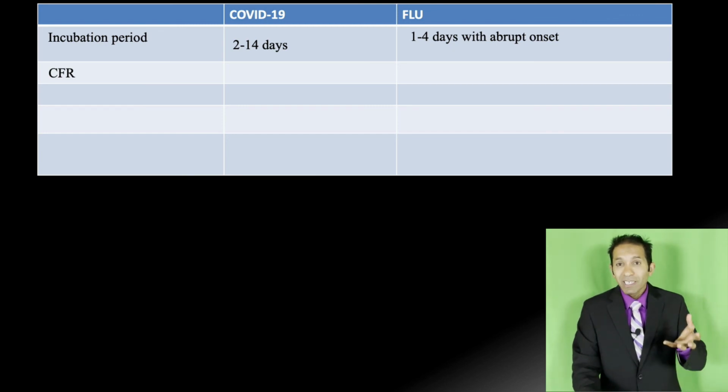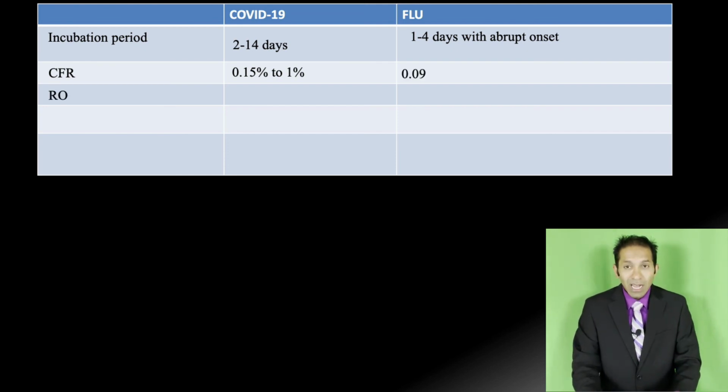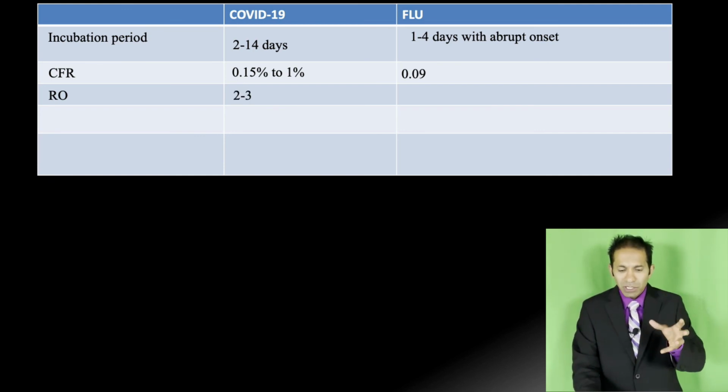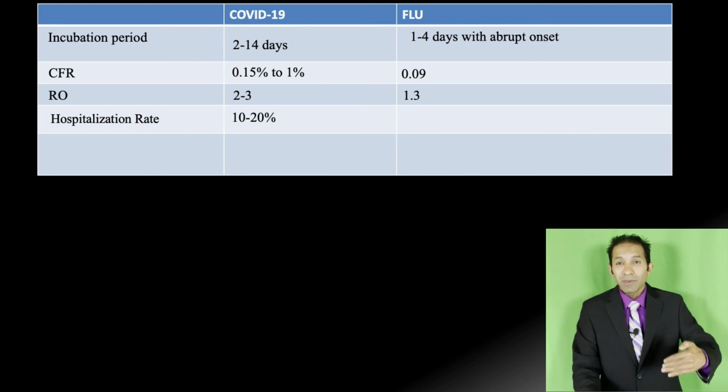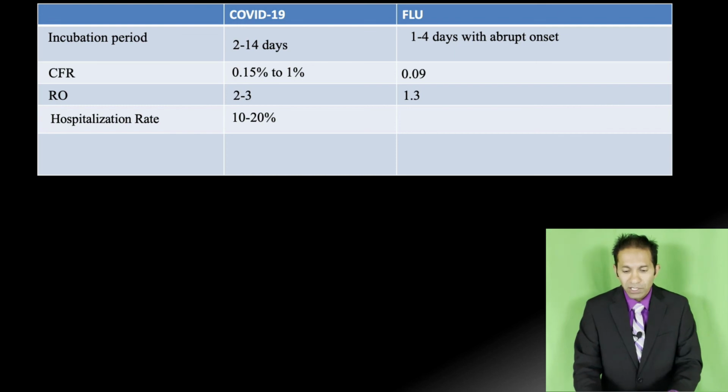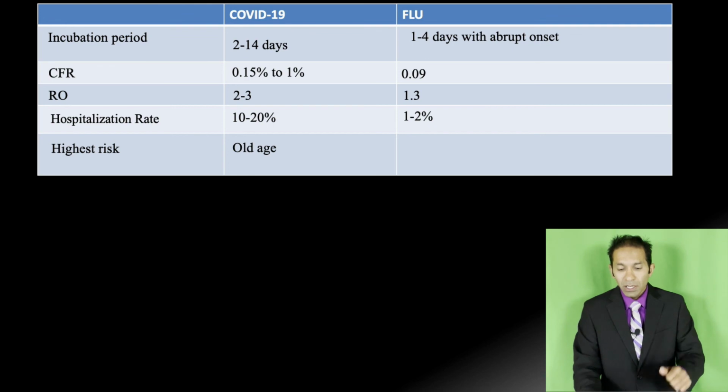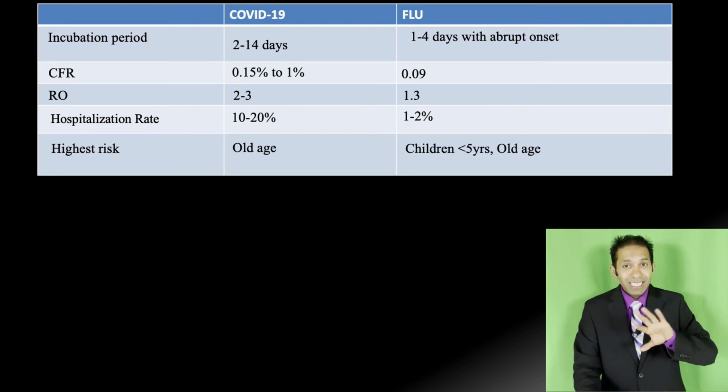Case fatality rate of COVID-19, I already talked about that, 0.15 to 1%. For flu, it is 0.09%. R0, we did talk about COVID-19, R0 is 2 to 3, but Delta variant is up to 8 to 9. For flu, it is 1.3. Hospitalization rate for COVID-19 could be anywhere between 10 to 20% because 10 to 20% of patients can have severe COVID-19 infection. For flu, it is 1 to 2%. Highest risk for COVID-19 is old age, whereas for flu, children less than 5 and old age both are affected.